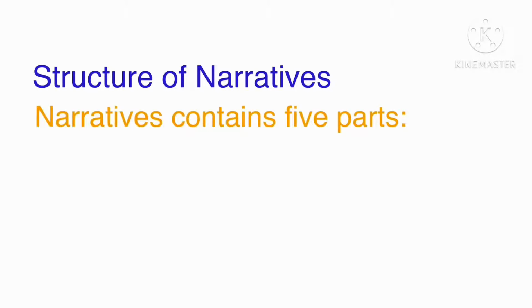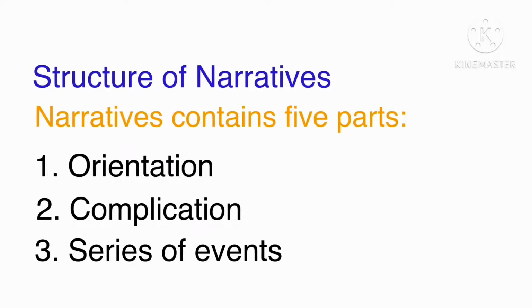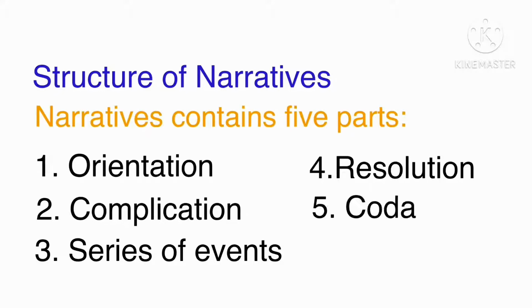Before we explain, narratives contain 5 parts. First, the orientation. Second, the complication. Third, series of events. Fourth, resolution. And fifth, the coda.